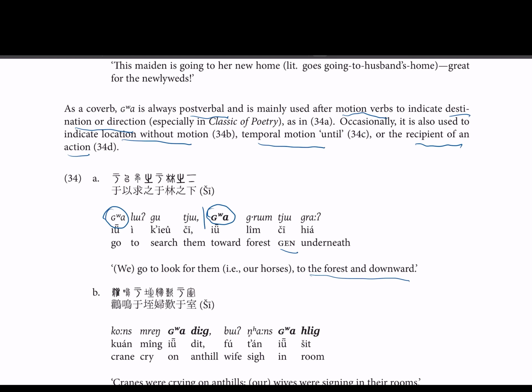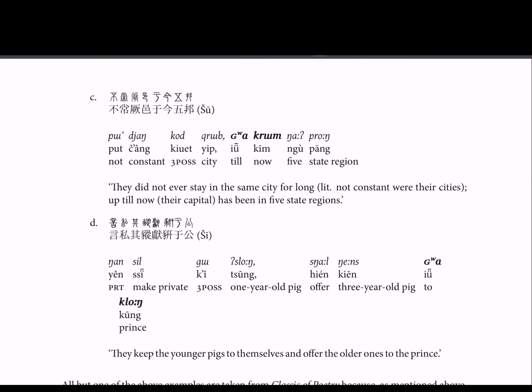Kongs mring gua dig. Kongs means crane. Mren is a verb that means cry. So the crane is crying, gua dig, on the anthill. And in the second half of the sentence, we have exactly the same structure. Butnans gua lig. The wife is sighing in the room, gua lig.